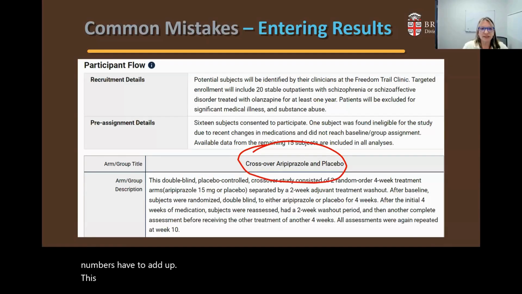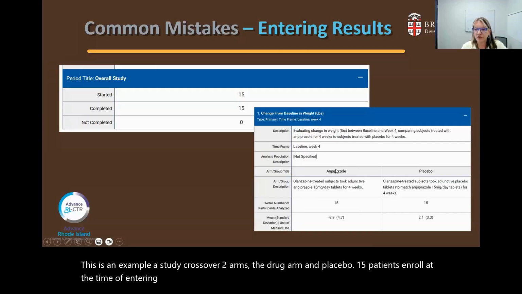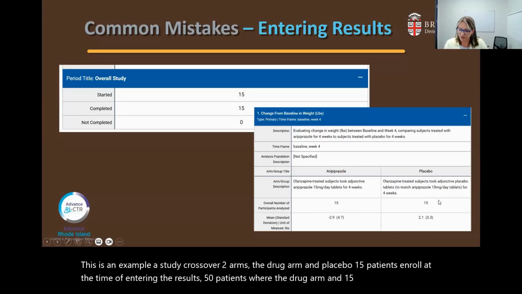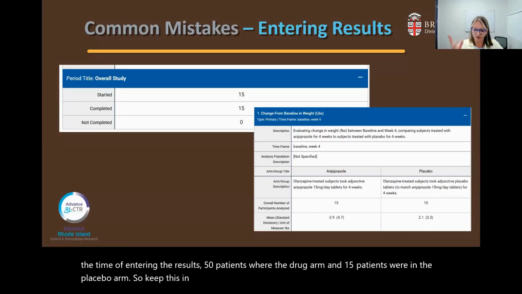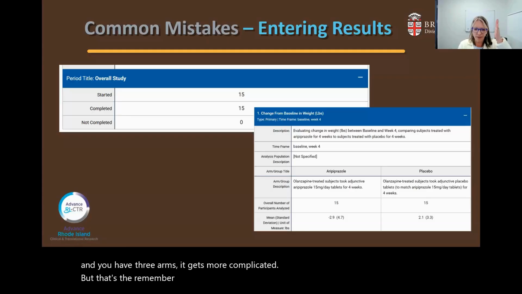This is an example, a crossover study with 2 arms, the drug arm and placebo, 15 patients enrolled. At the time of entering the results, 15 patients were in the drug arm and 15 patients were in the placebo arm. So keep this in mind, especially for crossover studies. It's a little bit challenging. And if you have 3 arms, it gets more complicated. But remember, concrete thinking, how many patients you have in each arm.